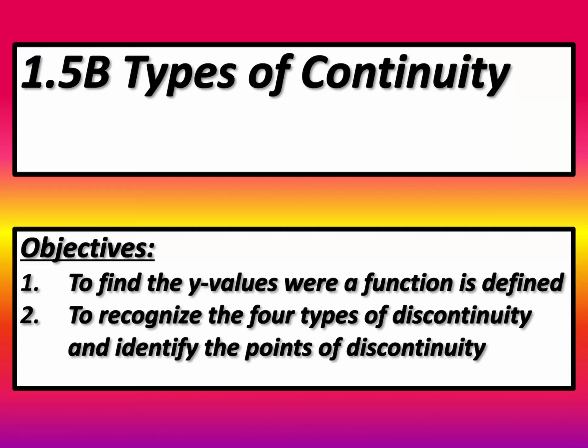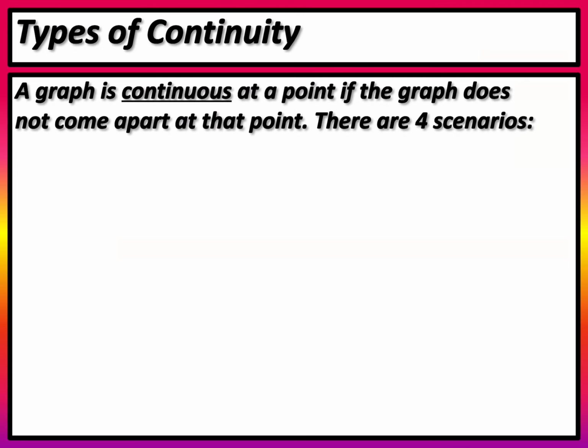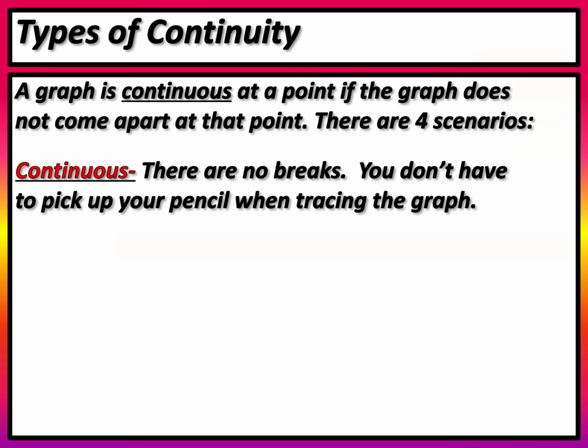Everyone, we just want to build on the idea of range that you just did with your discovery activity and talk quickly about the different types of continuity. Okay, so a graph is continuous at a point if it does not come apart. So when it's continuous, there are no breaks in the graph. That means you don't have to pick up your pencil when you are tracing the function.